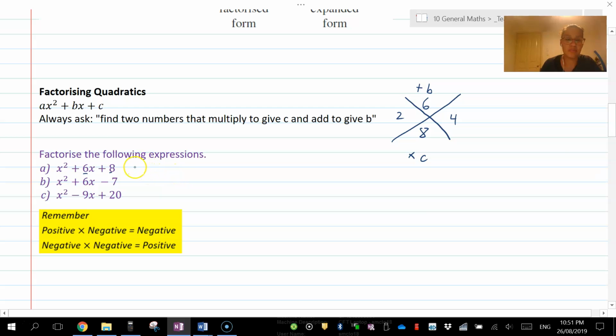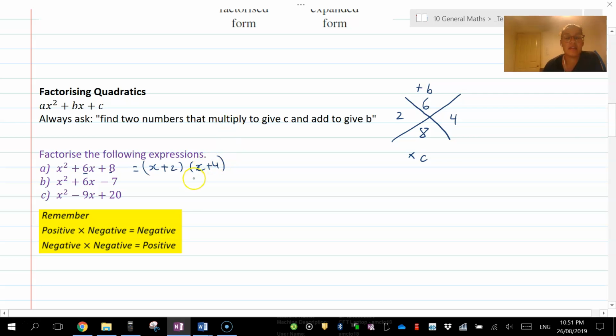So factorizing for this one would be x plus 2 and x plus 4. That's going to help you out there. If you're unsure, you can always expand your brackets using FOIL, distributive law, whatever you want to call it.